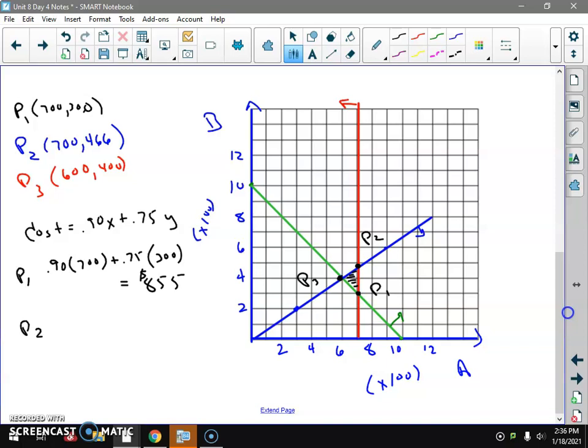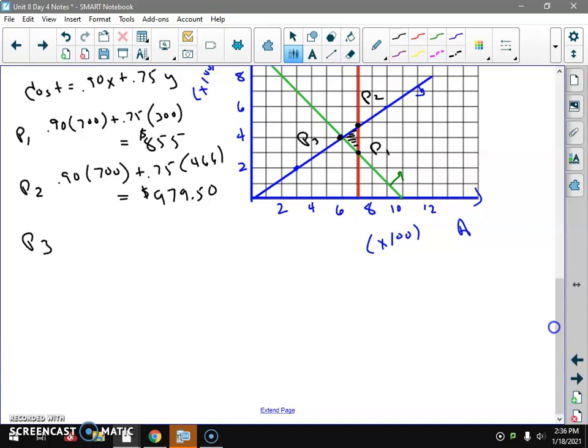Option 2, 700, 466, 0.9 times 700 plus 0.75 times 466. That's $979.50. And point 3 is 0.9 times 600 plus 0.75 times 400, cost $840. What are we looking to do? We're looking to minimize cost.